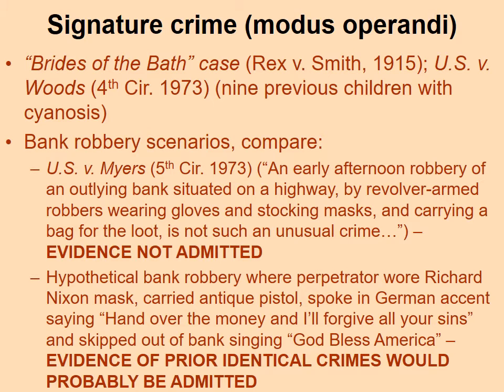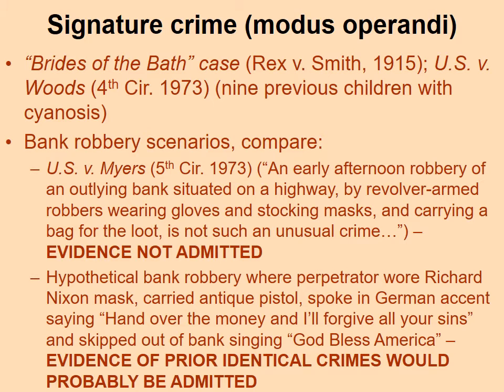So looking at Myers, the court there said, look, an early afternoon robbery of an outlying bank situated on a highway by revolver-armed robbers wearing gloves and stocking masks and carrying a bag for the loot is not such an unusual crime, right? So the evidence there of these other robberies should not have been admitted against Myers, the Fifth Circuit said.